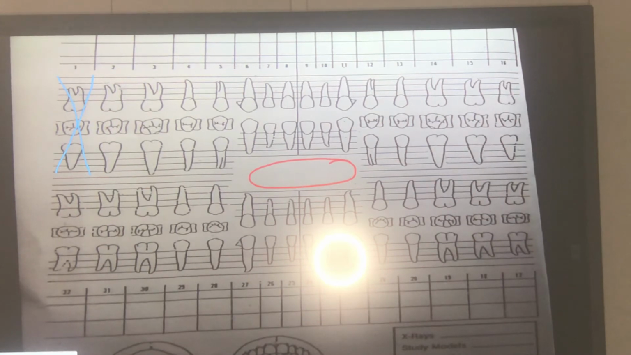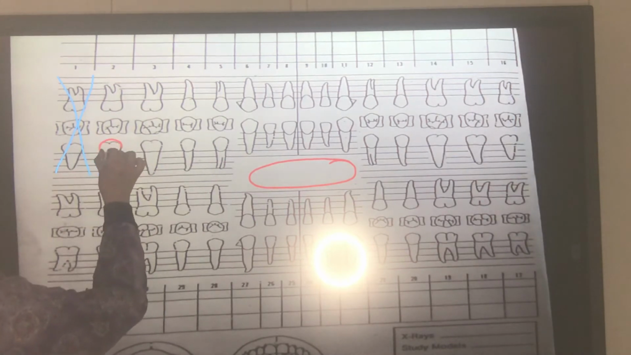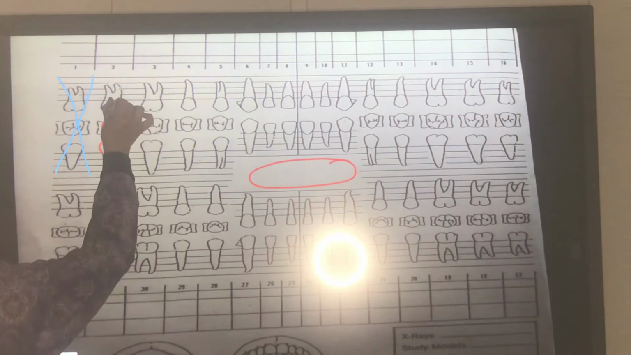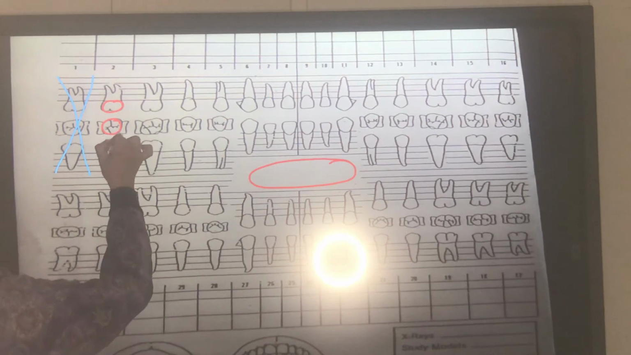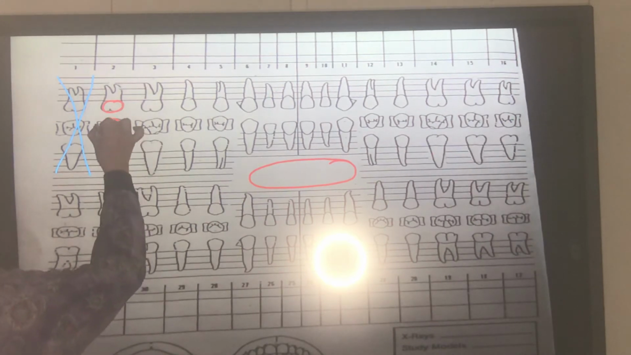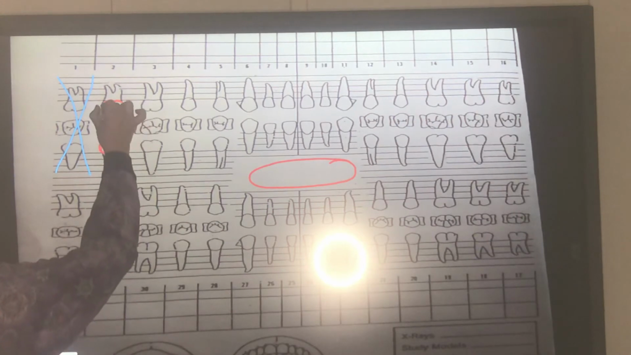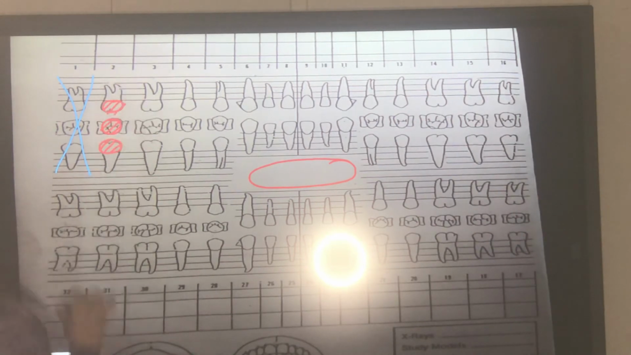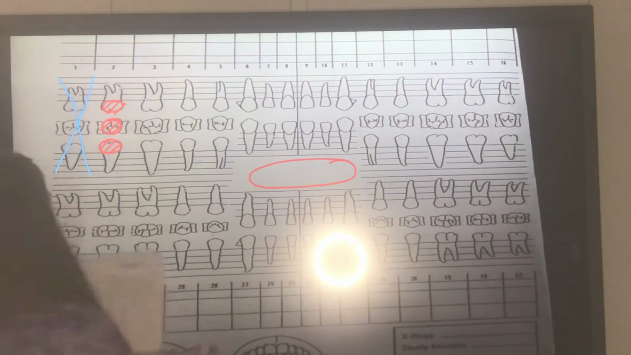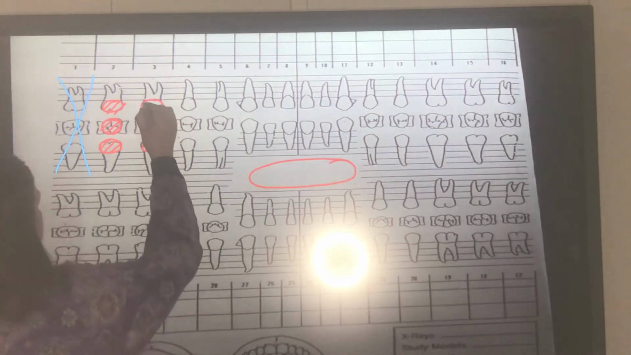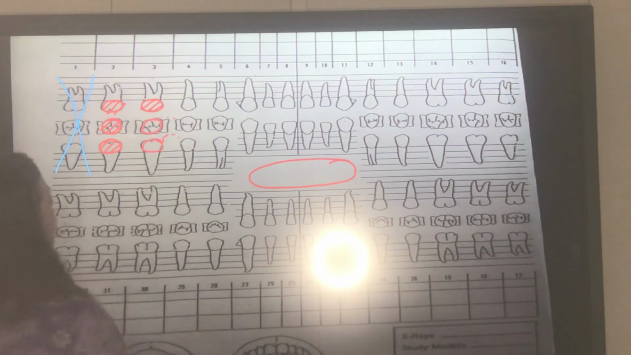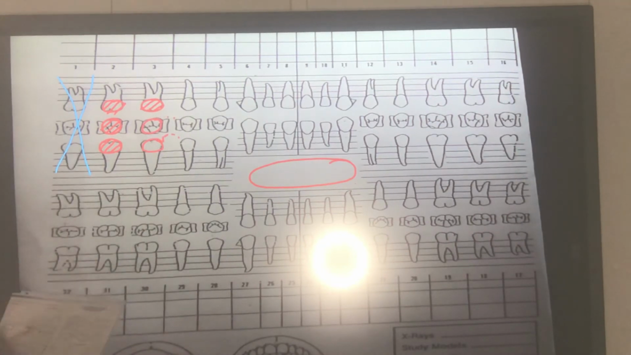Tooth number 2 needs a full gold crown. So we haven't gone over this one, but just like any other crown, you circle the whole crown of the tooth, and then for full gold, you would put cross hatches. Okay, tooth number 3 needs a PFM. And on a PFM, you only put cross hatches on the top surface.